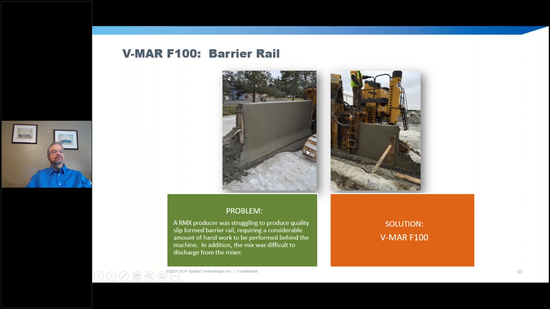Barrier rail. The problem was the supplier had a real problem with the barrier rail. There was a lot of handwork required to make the rail smooth after the machine, and it was difficult to discharge. The solution was adding some viscosity modifier F100 to improve the surface finish.